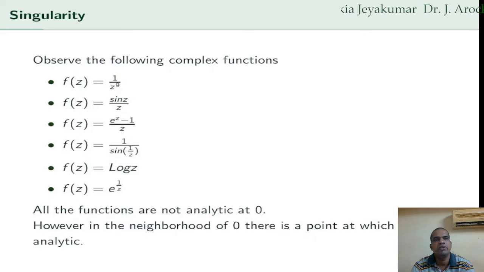f(z) is equal to 1/z^9, sin z/z, (e^z - 1)/z, 1/sin(1/z), log z, and e^(1/z). All the above functions are not analytic at the point 0. However, in the neighborhood of the point 0, there is a point at which the function is analytic.